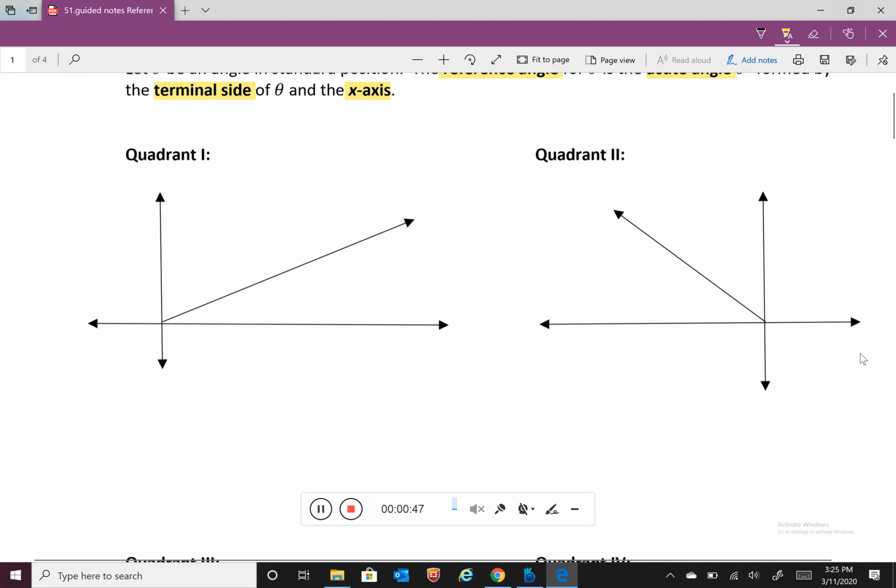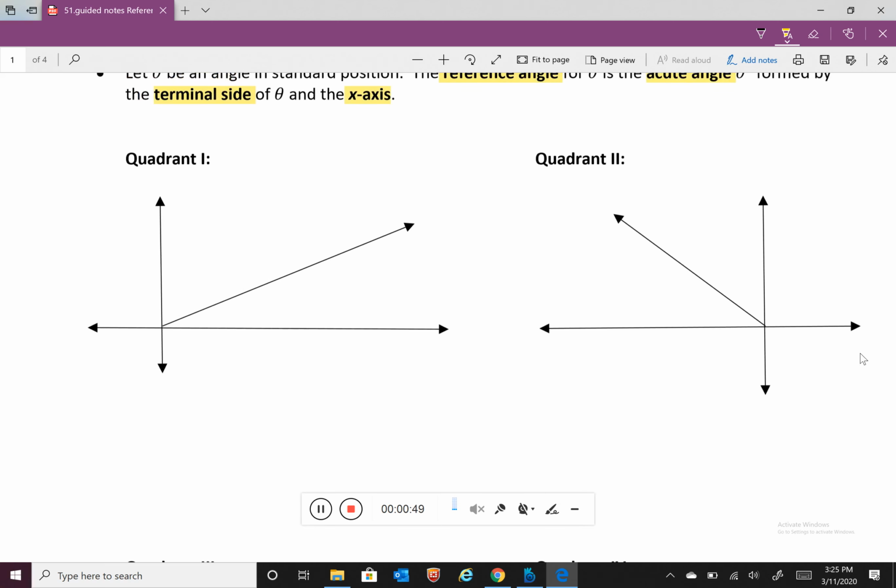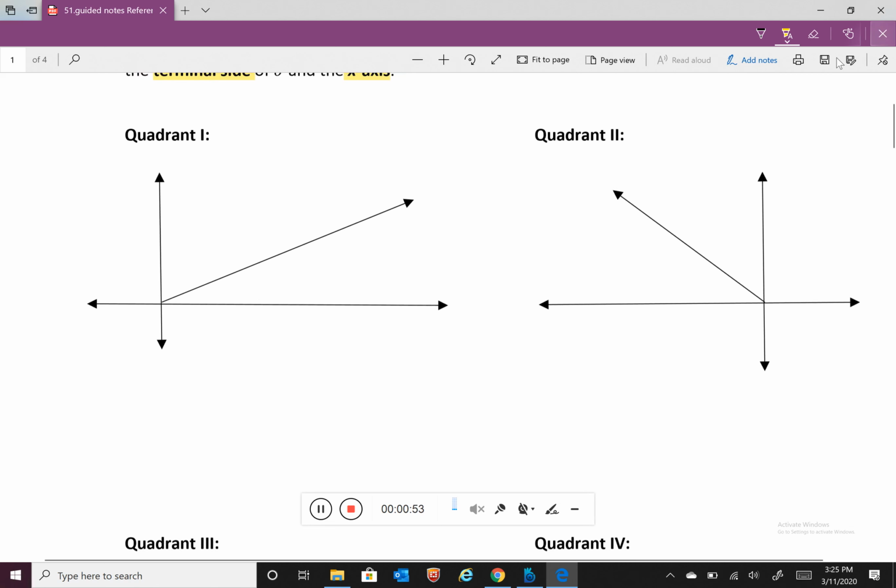So for quadrant number 1, if our angle is acute, then the angle is meeting the definition of the reference angle, isn't it? Because it is acute, it is formed between the x-axis and the terminal side of our angle. So theta equals theta prime.